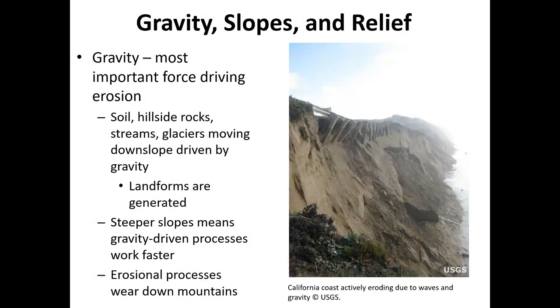So gravity is another important element. Water needs gravity in order to move. So where you have steep relief, where you have a change in elevation, you have faster moving water and more erosion caused by gravity. So hillside rocks and streams and glaciers move downslope with gravity-driven water. And again, where you have steeper slopes, you have faster moving water and more erosion along those areas.